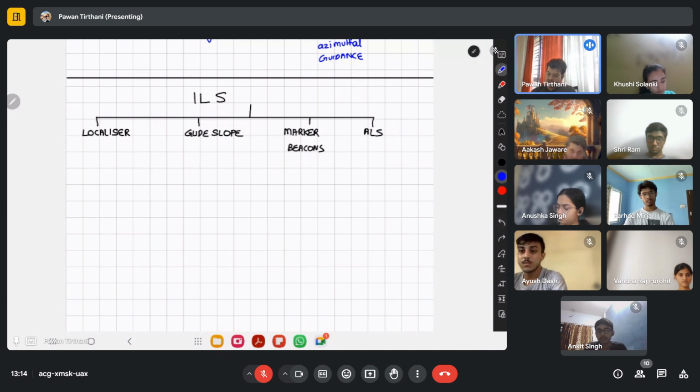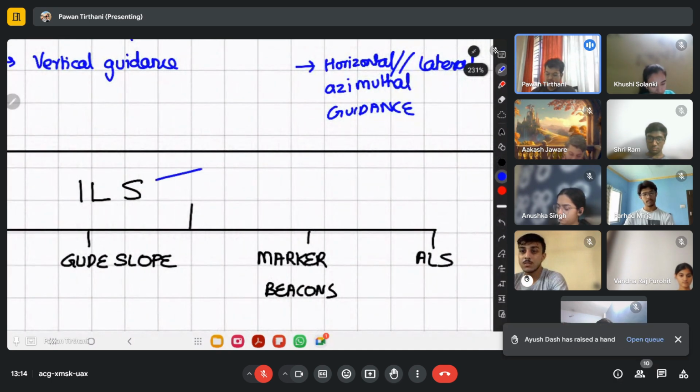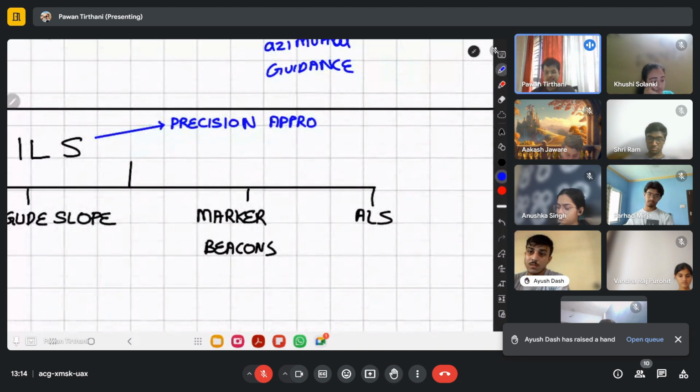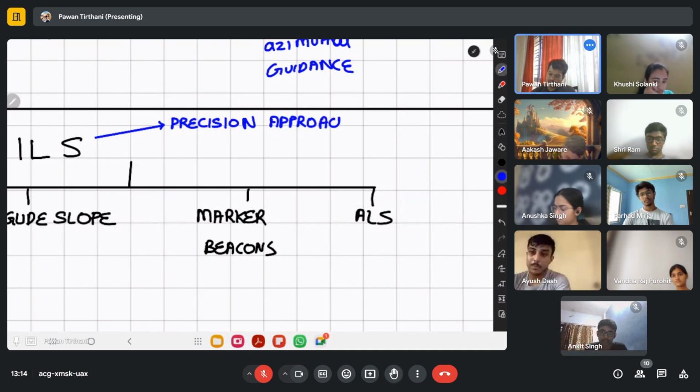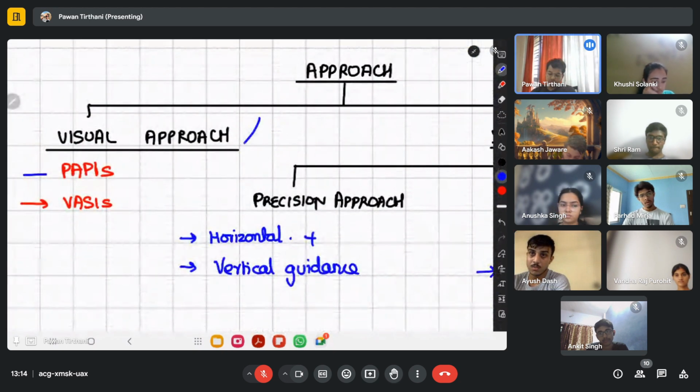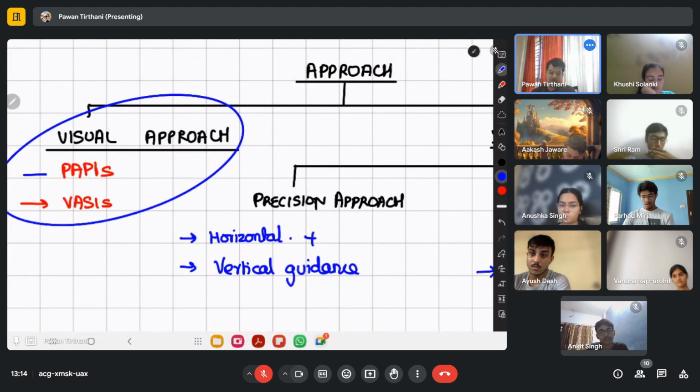So, what does an ILS help us do? It helps us fly a precision approach. Yes. What's an ALS? Approach lighting system. Oh, those lights we talked about, puppies and wazis, those. These are for visual approaches. They don't have anything to do with instrument approaches.